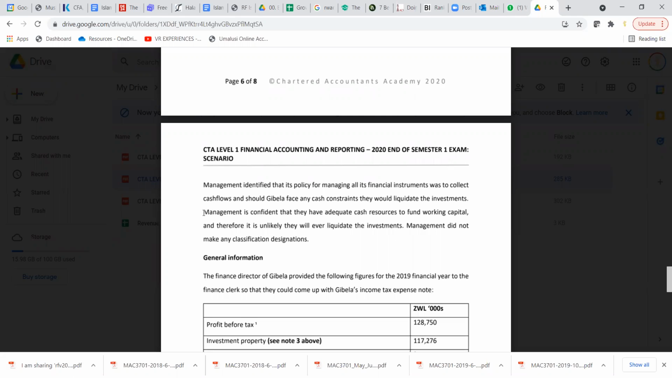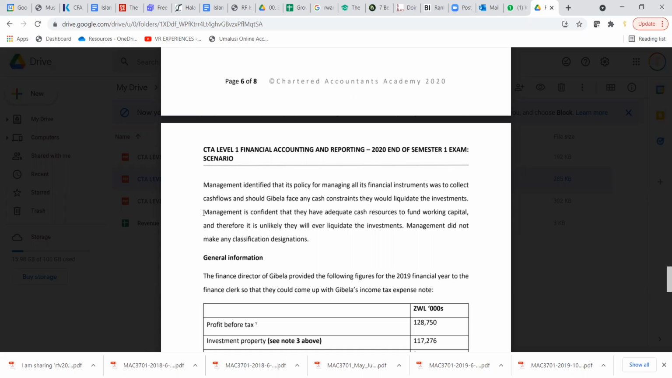Where one party in the contract has a financial asset and the other party has a financial liability or equity instrument. So that's what you will start off with. Now you will need to show that the one party has a financial asset and then the other party has a financial liability or equity instrument.